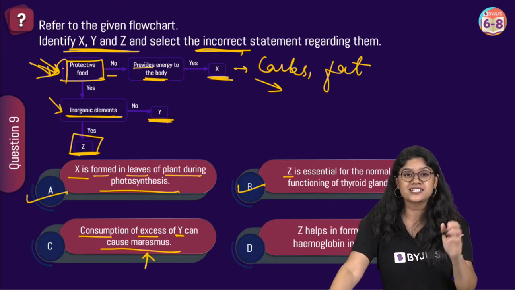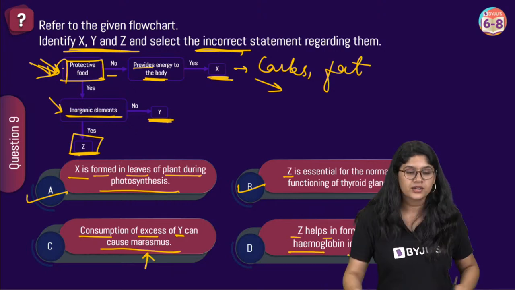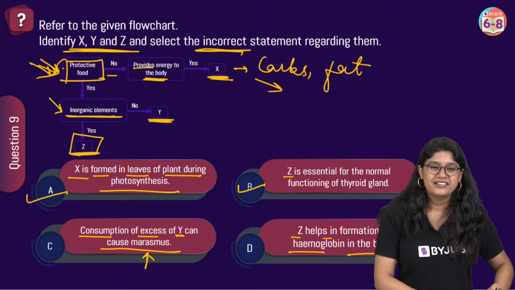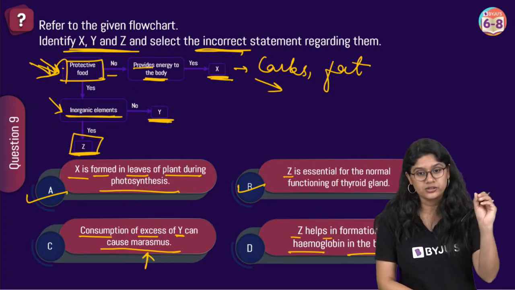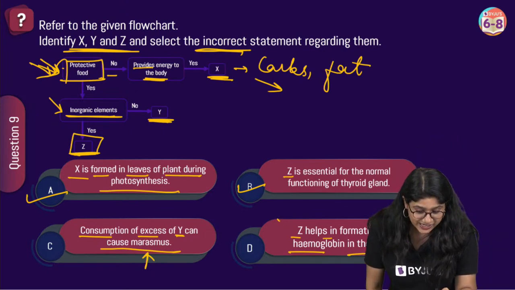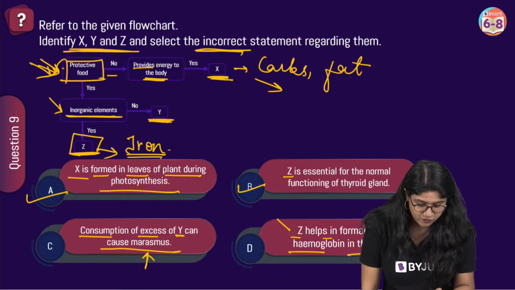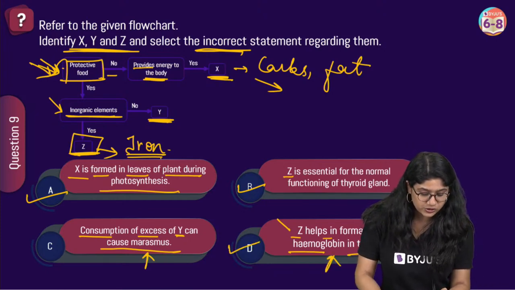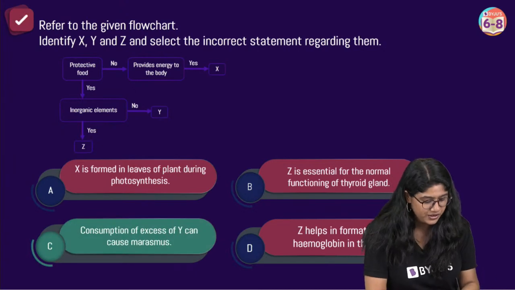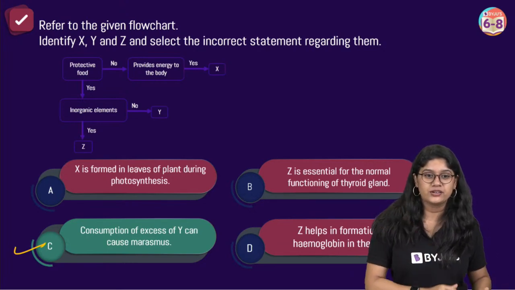Then let's read the last statement. D: Z helps in formation of hemoglobin in the body. How many of you know that we have iron in the hemoglobin? Yes? Ruchi, on the ANTHE page there will be a help portion, or contact us. You can go and contact there. So, the Z over here is definitely an inorganic substance, which is iron, and is helping in the formation of hemoglobin in the body. So, D is also correct. The incorrect statement we have over here is the C option. So this is the correct answer. Very good. And hemoglobin gives red color to our blood also.